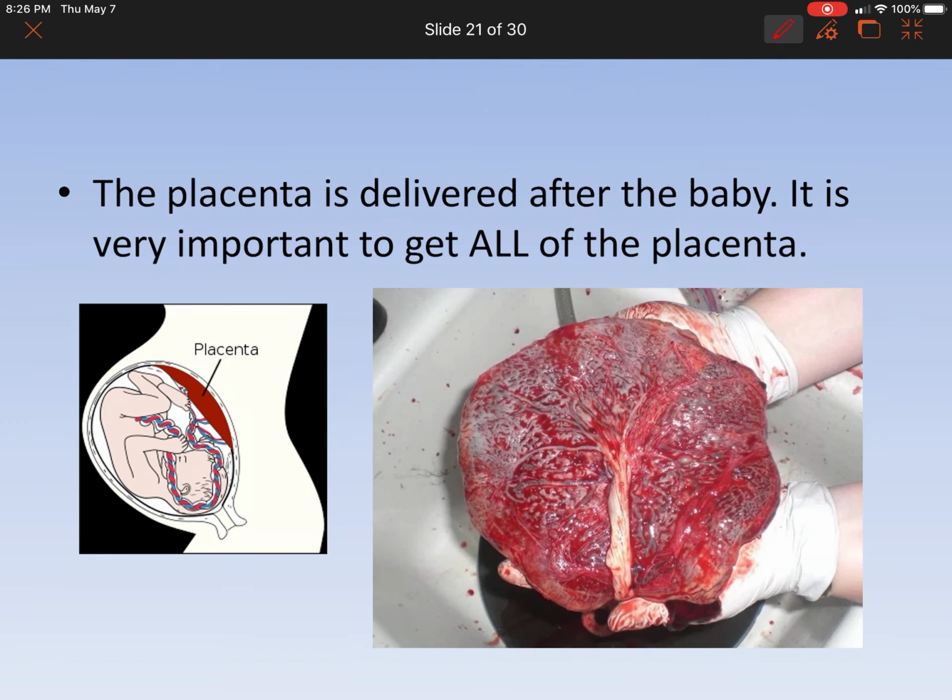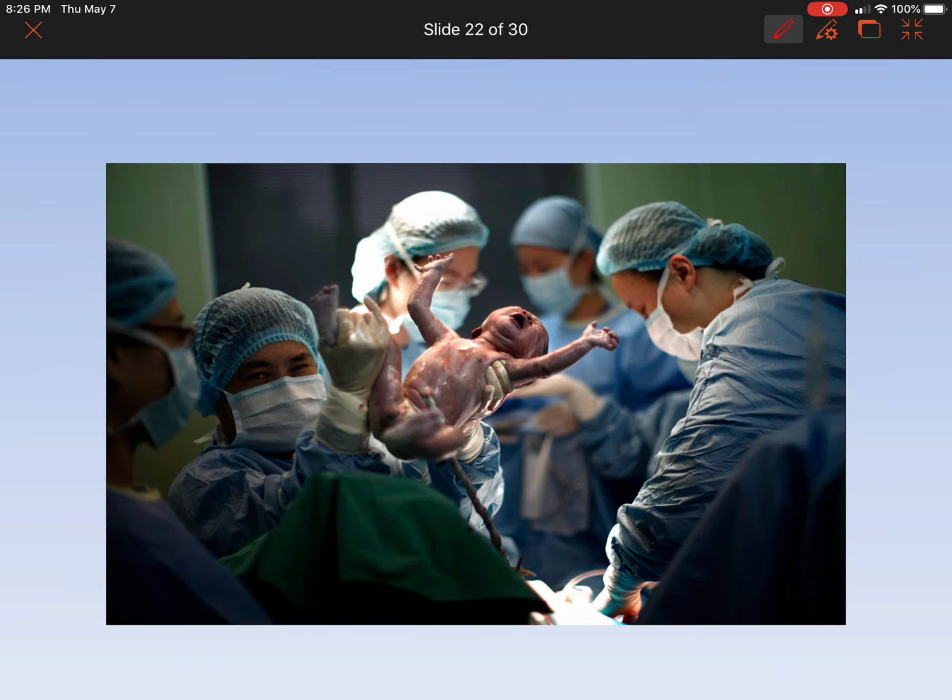Now the placenta, this is what it looks like here. This is an organ. The placenta is delivered after the baby, so it's very important to get all of the placenta. This can cause problems for women. Actually, my mother had this happen where part of it was left in. Sometimes part of it can stay a little bit attached here. That's very, very dangerous for the mother, and women can die from that. But hopefully that doesn't happen, and the placenta is delivered easily after the baby, and everything's fine.